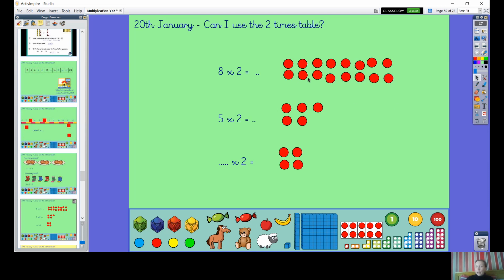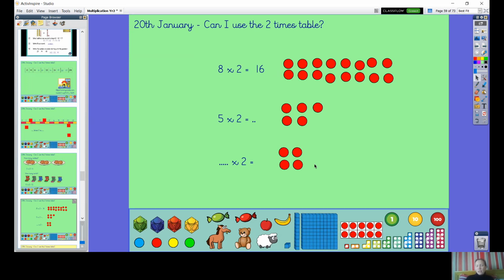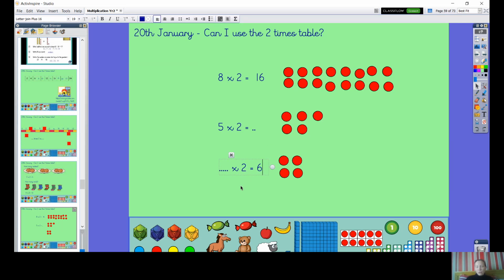Let's count in 2s to help us. 2, 4, 6, 8, 10, 12, 14, 16. So our 8 times 2 equals 16. Have a pause and see if you can work out these two. I don't think the arrays are quite right. Let me make sure you can see all the answers as well though.